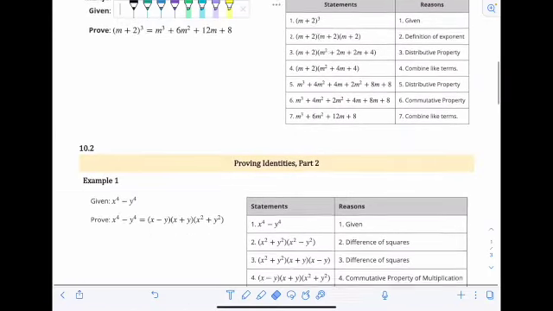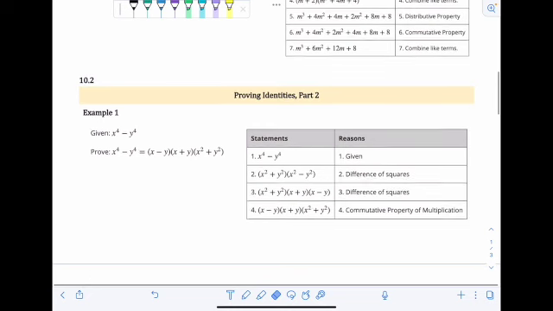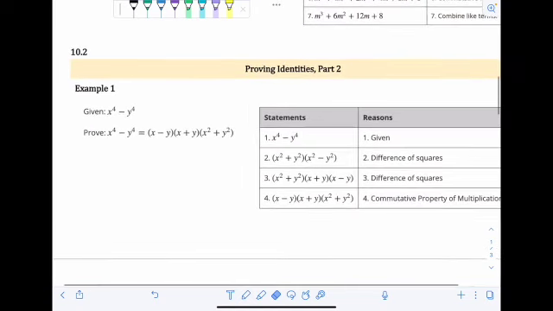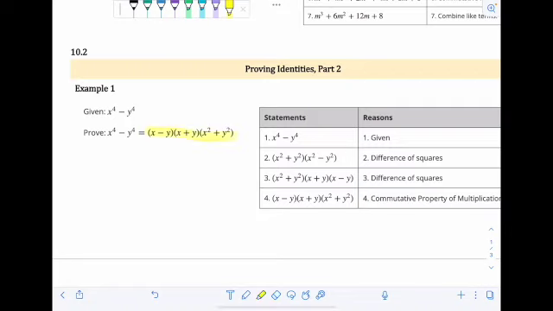Okay, so not example 4, but 10.2 example 1. This is the last kind of proof we have, so I just want to get through these so that we can at least introduce the concept of proving these. We do these all the time, we just don't write all the statements. So, okay, example 1, we're given x to the fourth minus y to the fourth, and we want to prove that it is equal to (x minus y) times (x plus y) times (x squared plus y squared).